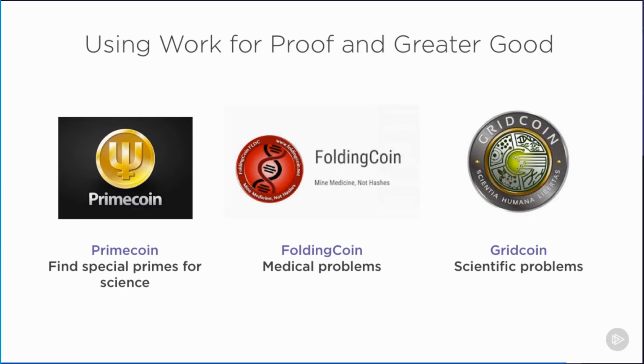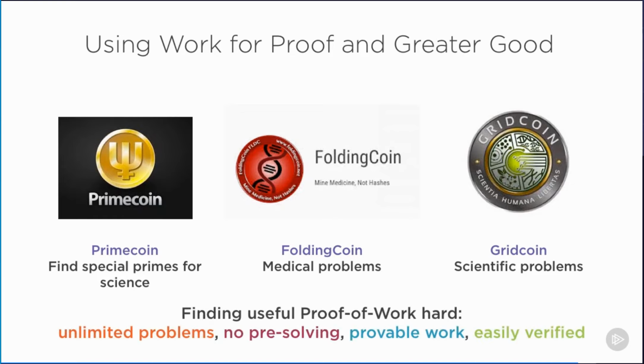Unfortunately, it's quite difficult to replicate the properties of SHA-256 with a generic problem. The cryptographic hash provides an unlimited amount of new problems that can't be pre-solved, have a provable amount of work, and are easily verified. Because of this, the problems being solved by Folding Coin and Grid Coin are not actually used to reach consensus. The coins provide more of a mechanism to pay for computational effort than a way to reach consensus and secure a currency.